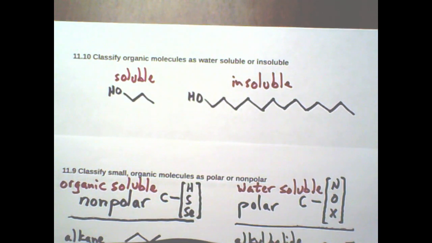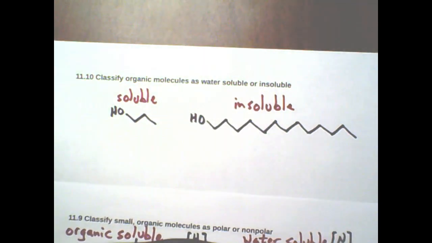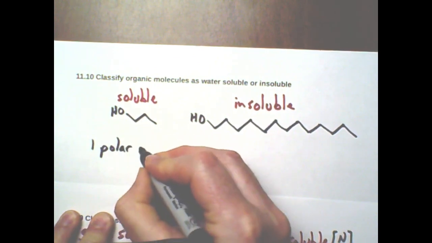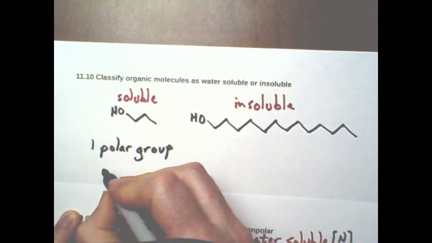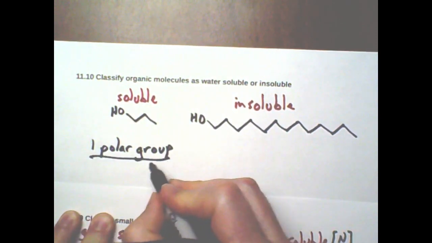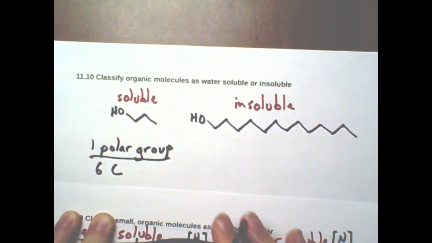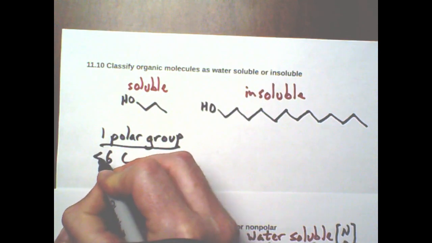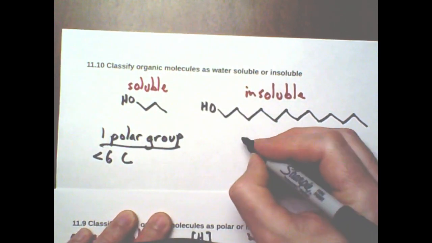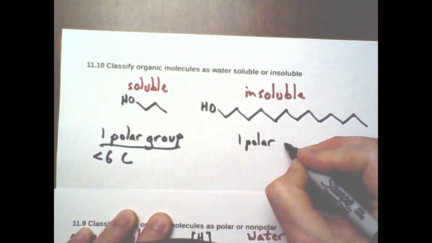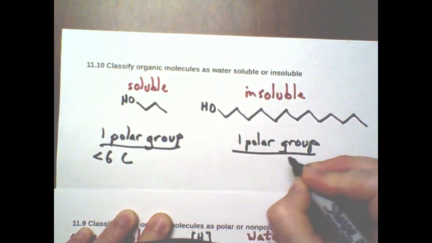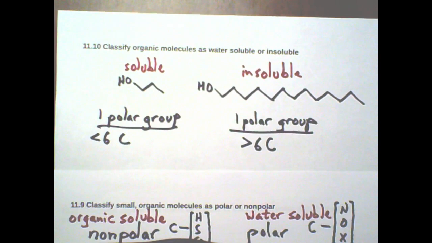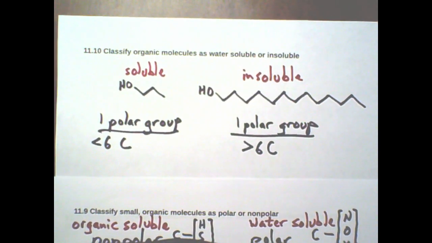I don't want you to have to memorize where the cutoff is, so we're going to use a rule of thumb. One polar group per 6 carbons is kind of our cutoff. If we have one polar group per less than 6 carbons, it's going to be soluble. One polar group for more than 6 carbons, it's going to tend to be insoluble. When you're around 5 or 6, it's hard to predict.